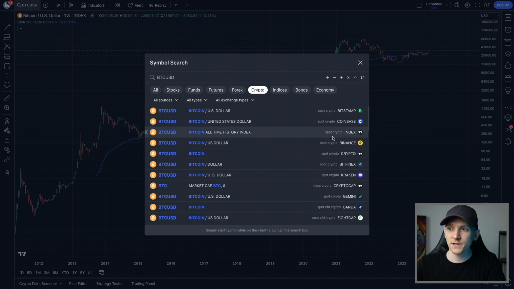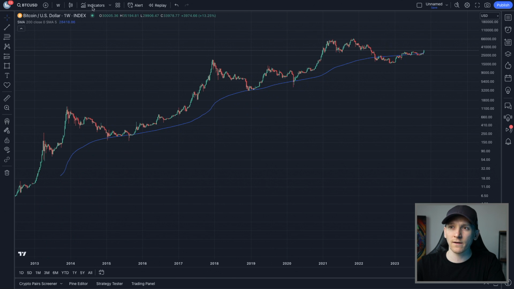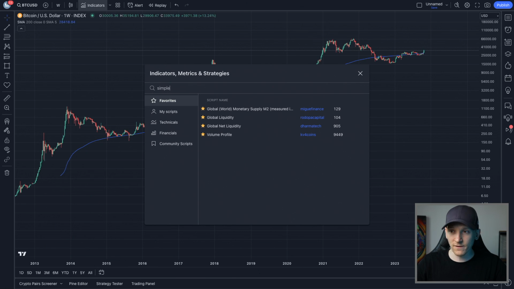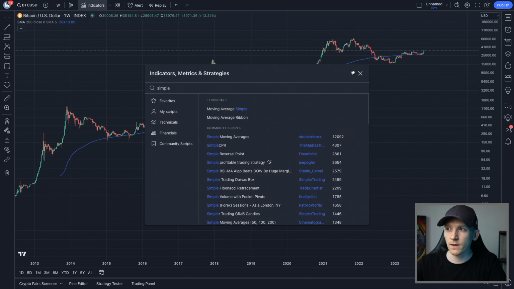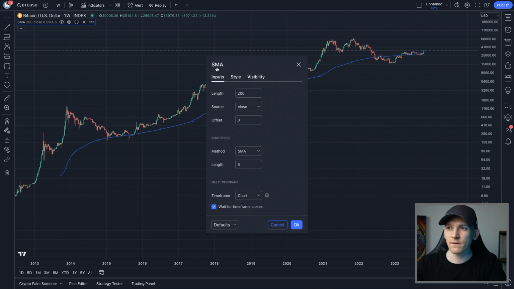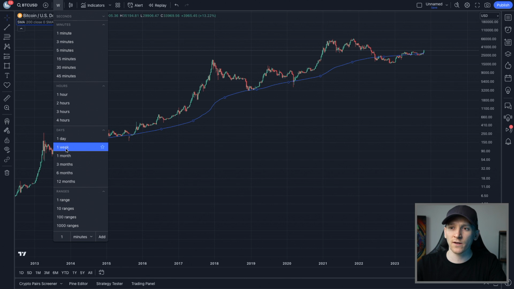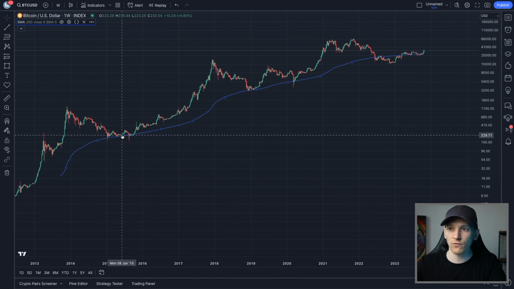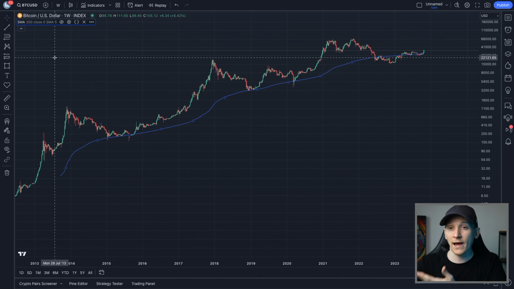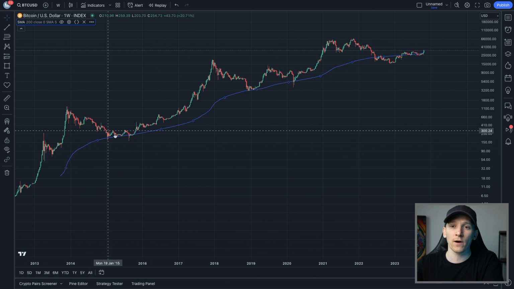We're going to look for this, which is the all-time history index, so we can see the price, so we can see it from its very start. What I do then is go to indicators, just type in the word simple, moving average simple here. Then go over to the indicator, which is this one, go to settings, go to inputs, and then type 200. Press OK. Just make sure you're on the week chart here. So each candlestick is 1 week in length. So each one of these red and green candlesticks is 1 week. What we're now doing is looking at a 200-week moving average of the price of BTC.